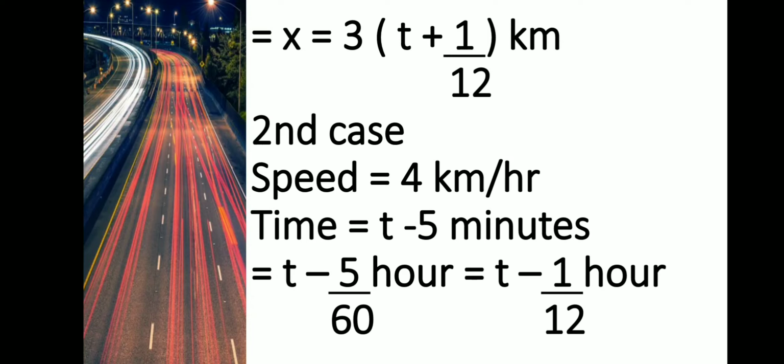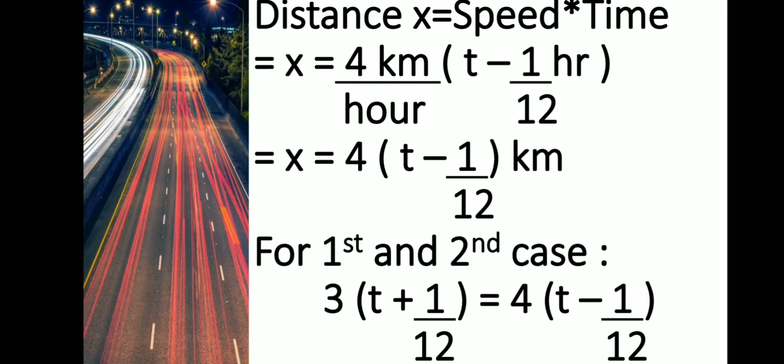Now second case, speed is equal to 4 kilometer per hour and Aditya reaches 5 minutes early. So what we are doing, we are subtracting this 5 minutes from the time t. Again, we are converting 5 minutes into hour by dividing with 60. So the time becomes t minus 1 by 12 hours. Now we know distance x is equal to speed into time. This time we are taking 4 km per hour into t minus 1 by 12.